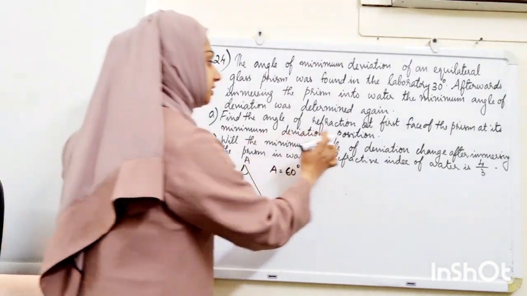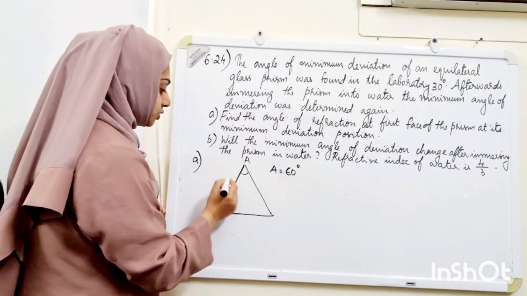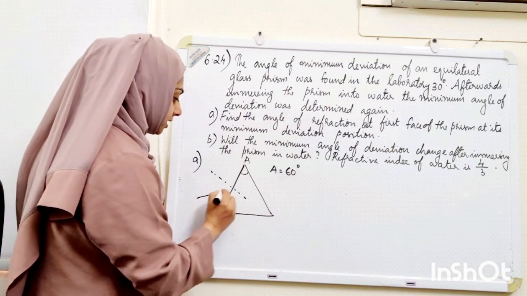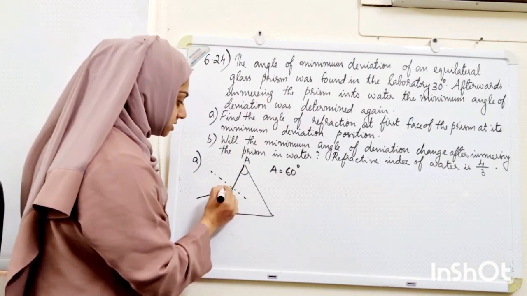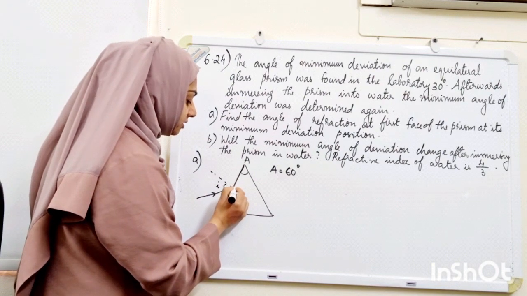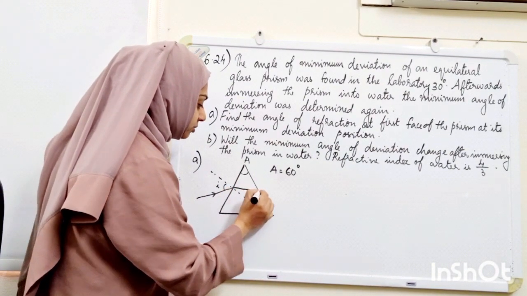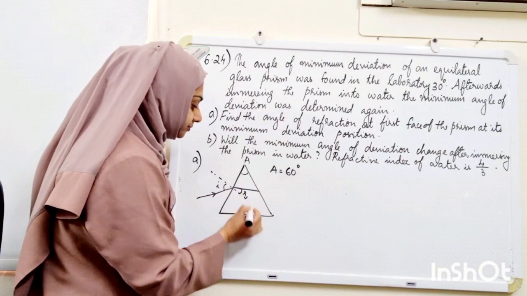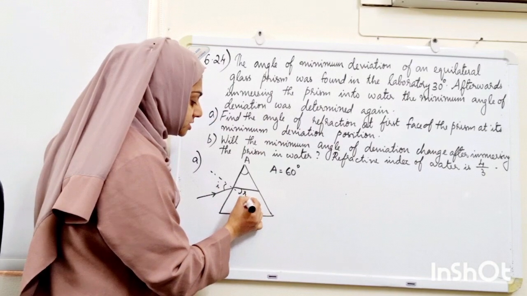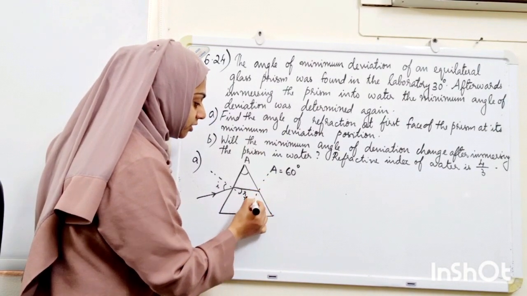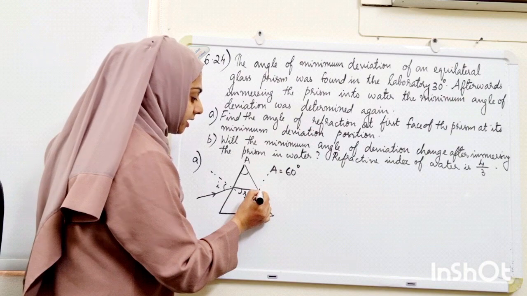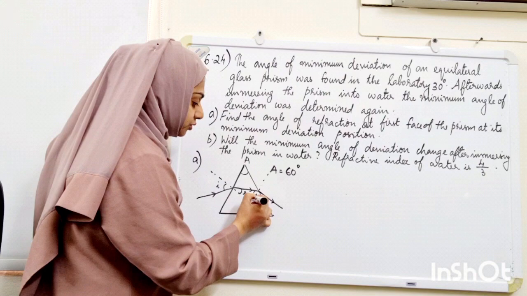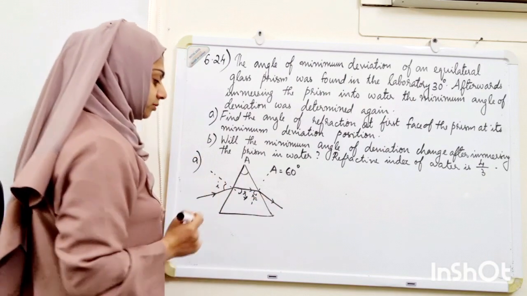Now the refraction at the first phase of the prism. Suppose this is the normal at the first phase. This is the first phase. A ray of light is incident at an angle I. After refraction, it will bend towards the normal because it is entering a denser medium. So this is R1, and when it reaches here, suppose this is the normal, and it will again emerge out, and this is R2, the angle of refraction at the second medium.